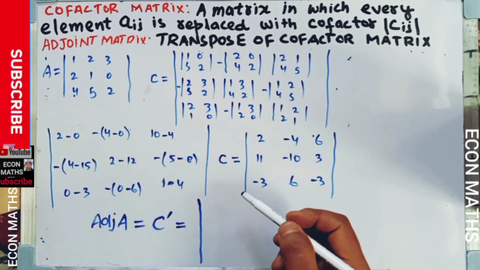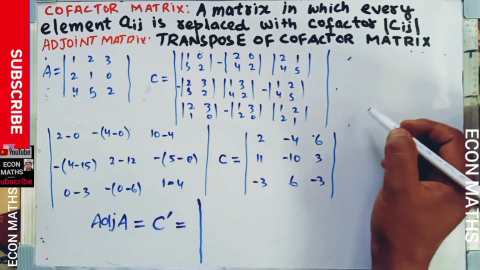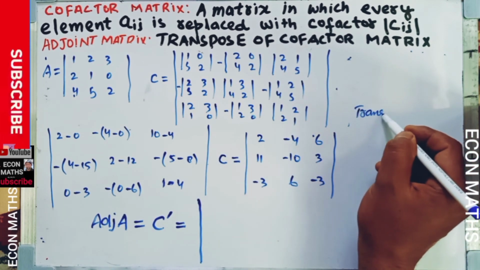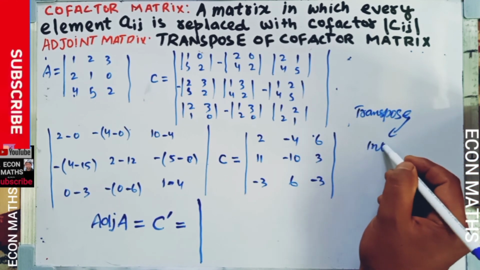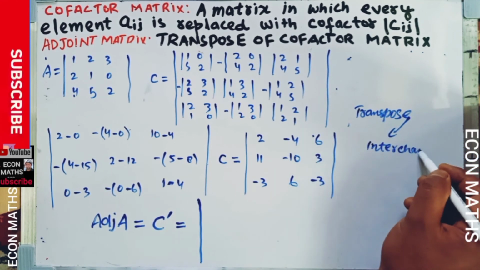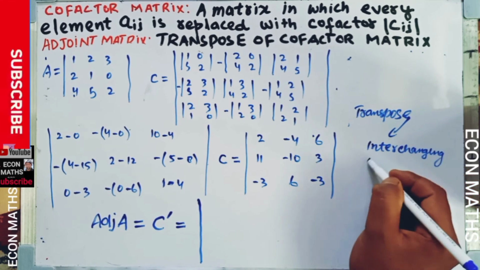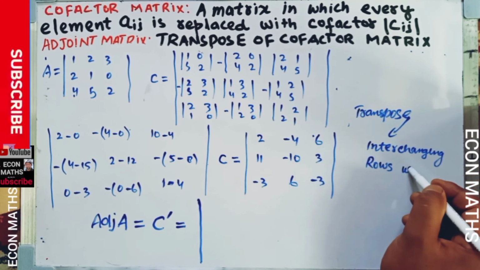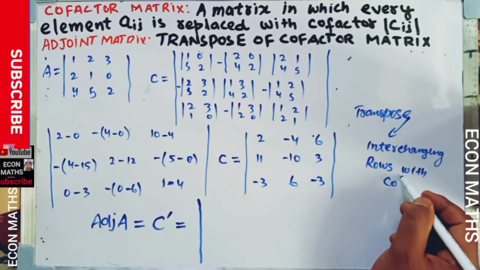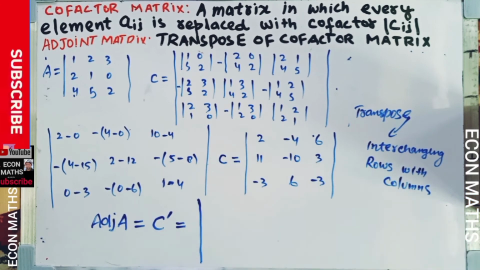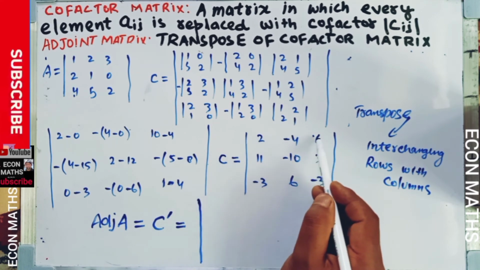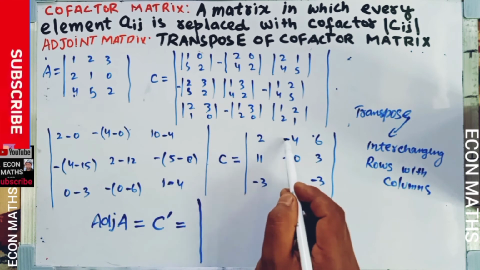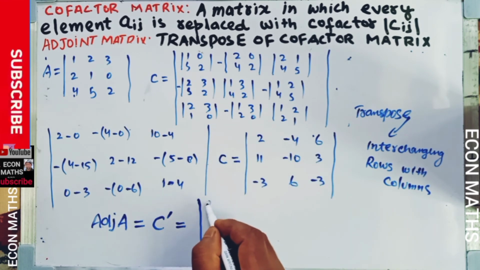Now transpose means interchanging rows with columns. So I will write here, transpose in matrix means interchanging rows with columns. Now this is the row, and I will replace it with column. So if here it is row, I will make it column. So this is 2 minus 4 6, I will make it column, that is 2 minus 4 and 6.